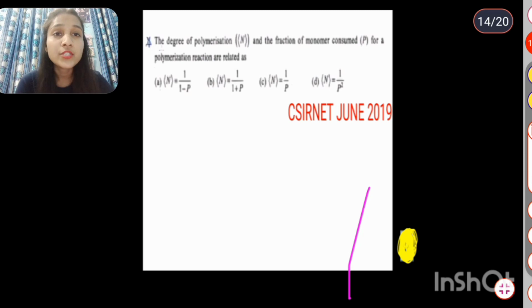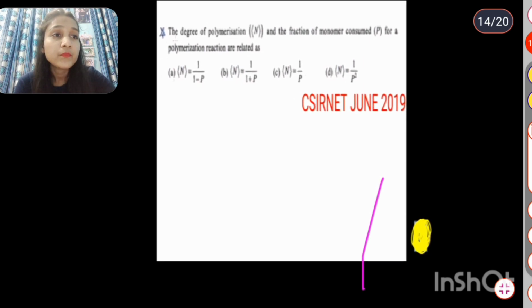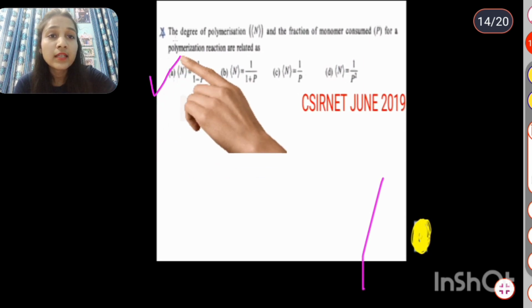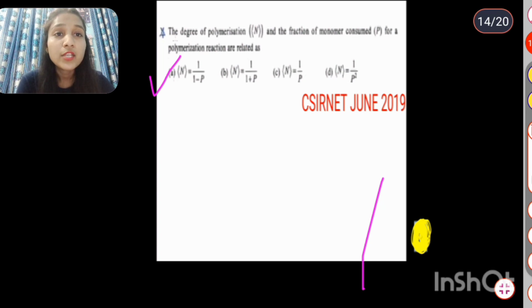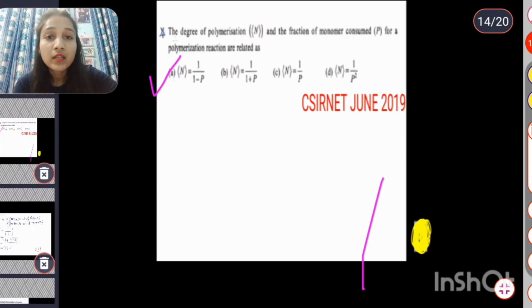Now next question is: the degree of polymerization and the fraction of monomer consumed for a polymerization reaction are related as. Now again they are coming with the degree of polymerization, but here we have a different formula for it. So basically the answer for this question is option A, that is degree of polymerization is equal to 1/(1 minus P).